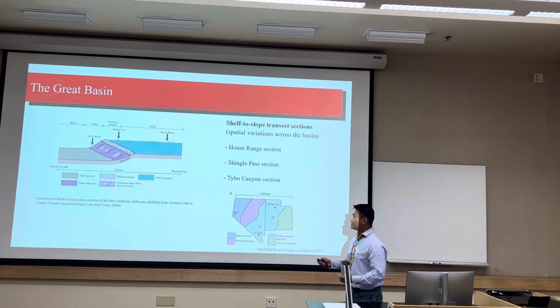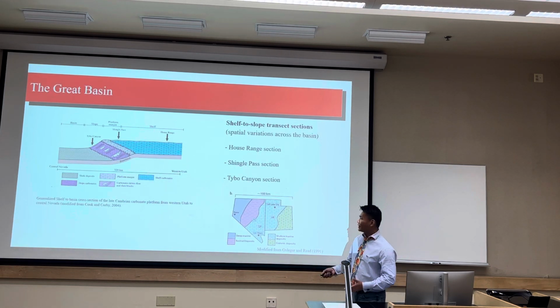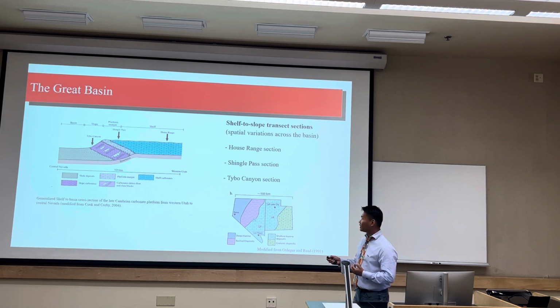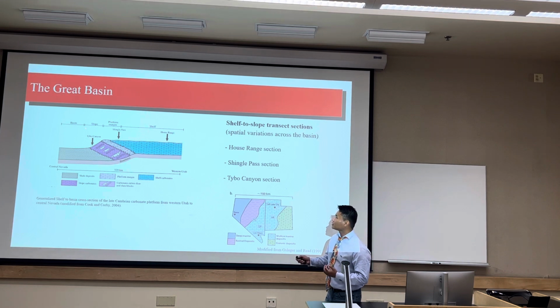So this is the generalized carbonate platform in the Great Basin during the late Cambrian period. I have 3 sections. Number 1 will be the House Spring section right here, then Sinks Pass right here, and also Table Canyon right here.